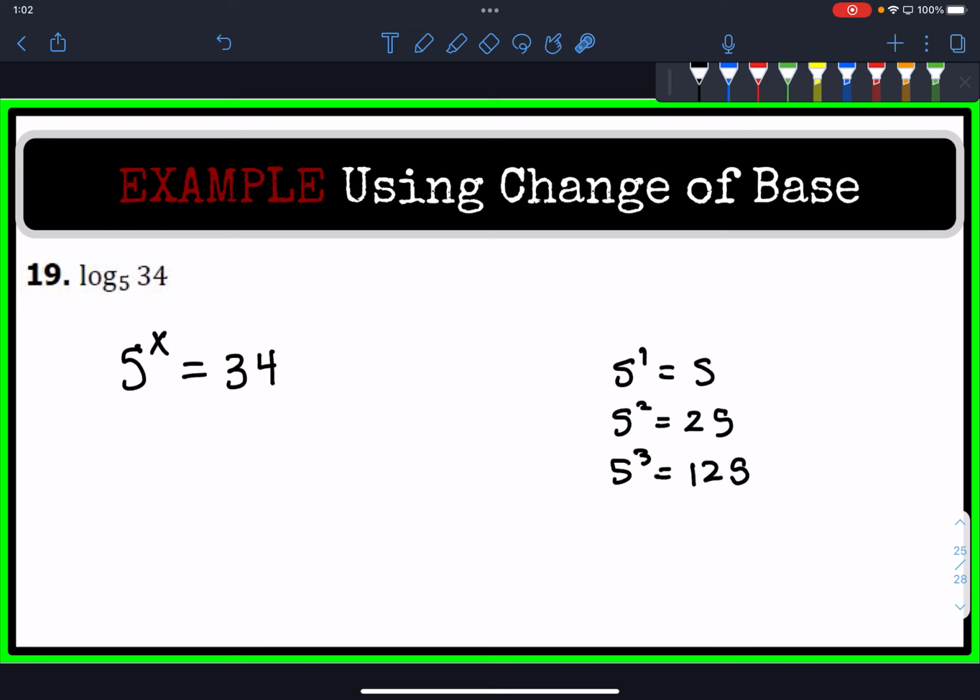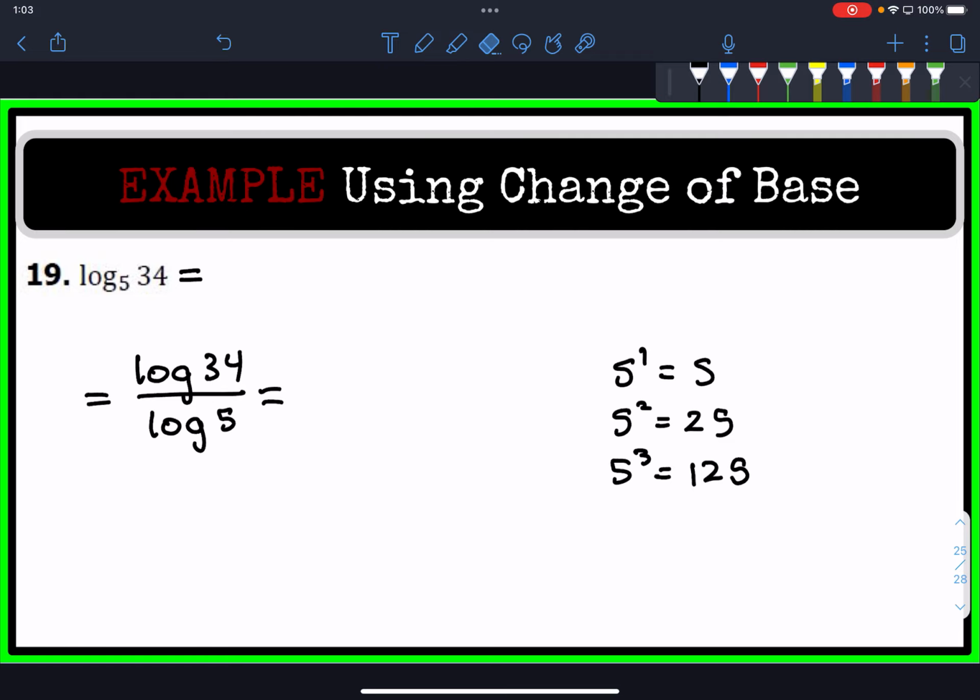Well, the way we're going to figure out that decimal is this: since our calculator only has the common log or the natural log, and this is not going to work directly, I can evaluate this by using the change of base. So if I take the log of 34 and divide it by the log of 5, the common log of 34 divided by the common log of 5, that will equal the same thing as this up there.